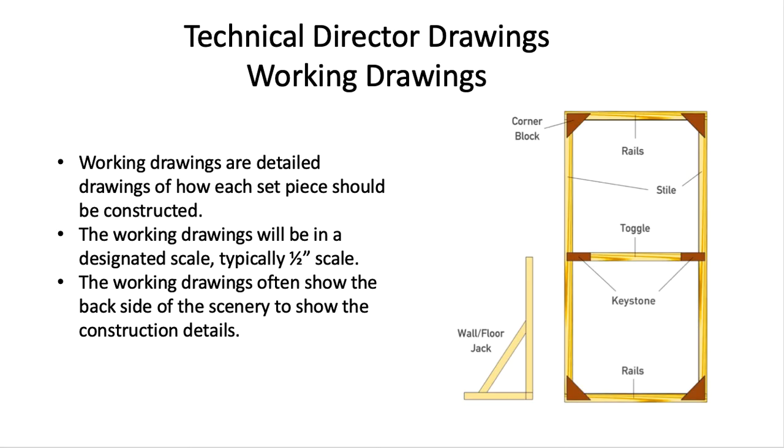When the technical director receives the drafting package from the scenic designer, then they turn around and they develop a plan for building the set. They have to engineer each individual set piece and lead the carpenters in how they are going to build those pieces. They communicate their plan through a series of drawings called working drawings or construction drawings. These drawings that they create are very, very detailed, and they will be in a specific scale, usually 1/2 inch scale.